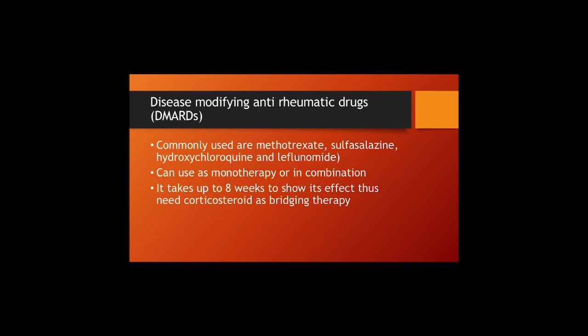What is most important in rheumatoid arthritis treatment is always the disease-modifying anti-rheumatic drugs. Examples are methotrexate, sulfasalazine, hydroxychloroquine, and leflunomide. They can be used as monotherapy or in combination, and tell the patient that it does not give an immediate effect. It takes 8 weeks to show its effect. So, you need corticosteroid as a bridging therapy.